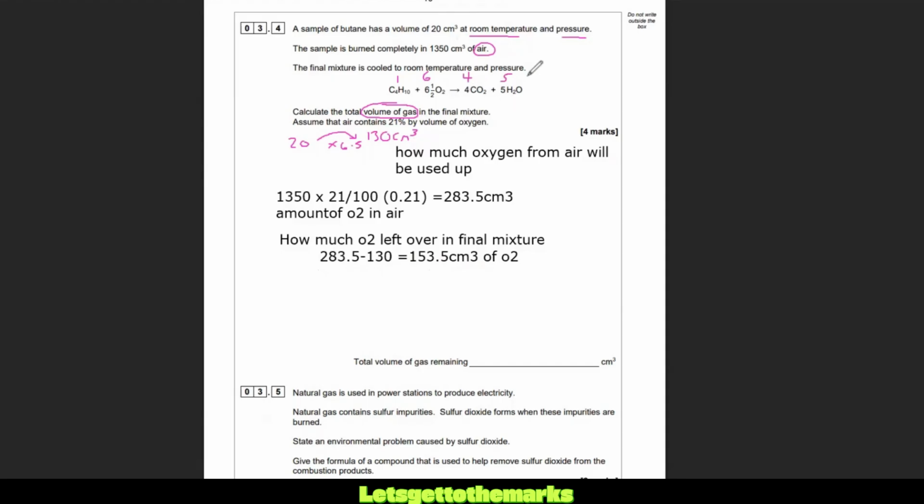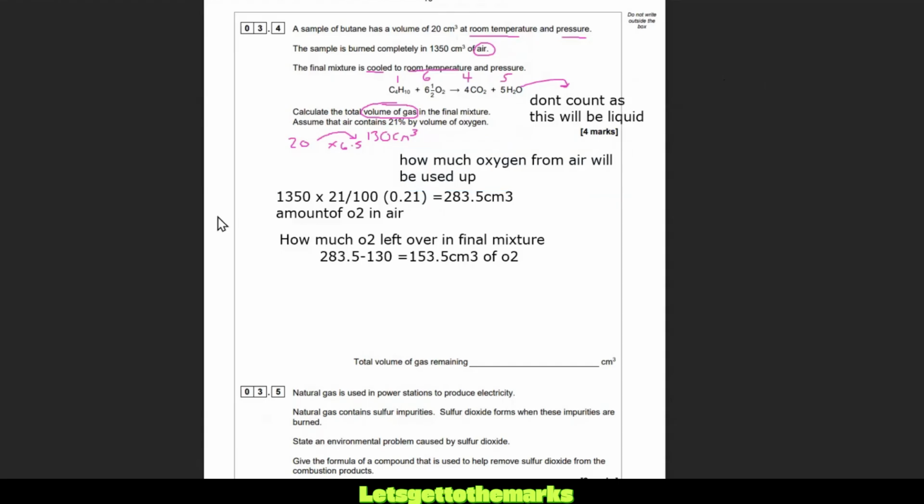Don't include the water. And I reckon some people will have included water here. Water is not going to be a gas because it says it's cooled to room temperature and pressure. Check that. It's cooled to room temperature and pressure. So this is going to be a liquid. So don't count it, as this will be liquid and not gas. I know during combustion it will be a gas for a while, but then it's going to become a liquid. So don't count the water.